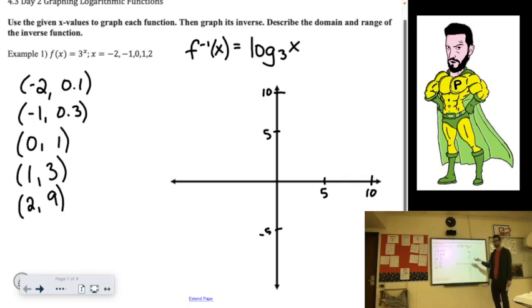Now I was going to put pre-made graphs on here, but I wanted to allow for scaling in case we have some very large numbers as well. So let's graph these points. -2 and 0.1 is like here-ish, right? That's going to be way down there. We have -1 and 0.3 would be a little higher. We have 0, 1 would be about there. 1, 3 is about there. And then 2, 9 would be about there.